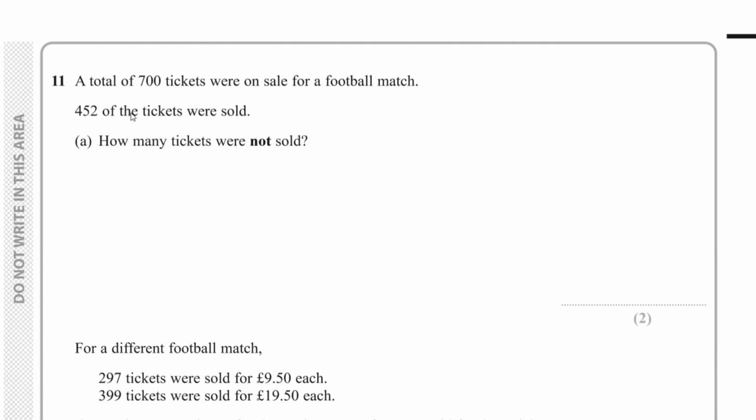Question number 11. A total of 700 tickets were on sale for a football match. 452 of the tickets were sold. Part A, how many of the tickets were not sold? Well, the number of tickets not sold is equal to 700 subtract 452, which is 248. So we have 248 tickets not sold.